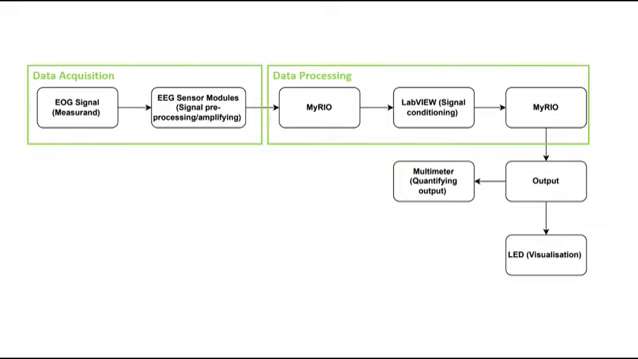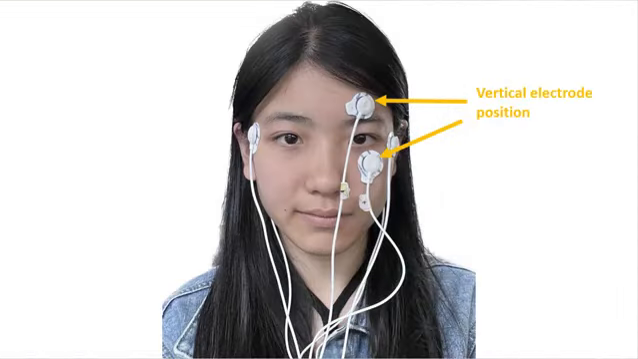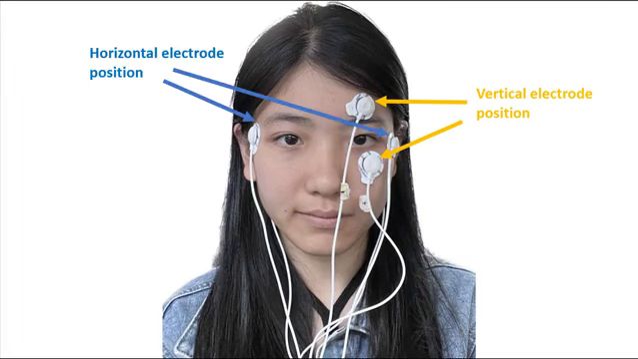Here's a schematic diagram of the block diagram of our design consisting of 3 parts: data acquisition, data processing, and output. We are using 2 pairs of electrodes. One pair of electrodes is placed vertically to measure the lateral electrooculogram (EOG) signal as the potential difference occurs between the electrodes. Another pair of electrodes is placed horizontally to record the horizontal EOG signal. The vertical EOG is mainly used to identify eye blinks.